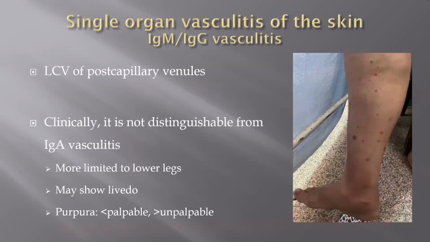of Waldenström. In the first type, IgM-IgG vasculitis, it's a leukocytoclastic vasculitis of post-capillary venules. Clinically, it is not distinguishable from IgA vasculitis or Henoch-Schönlein purpura. However, it is more limited to the lower legs, may show livedo, and the purpura of IgM-IgG vasculitis is less palpable in comparison to Henoch-Schönlein purpura. Immunofluorescence showing perivascular IgG or IgM deposits can sometimes be helpful to distinguish this disease from Henoch-Schönlein purpura.